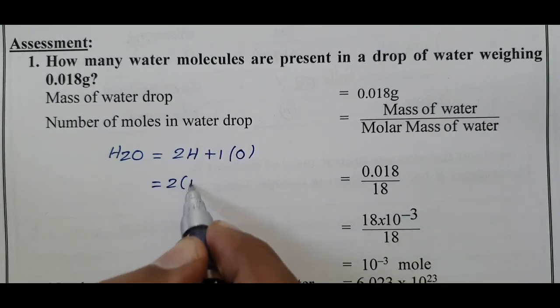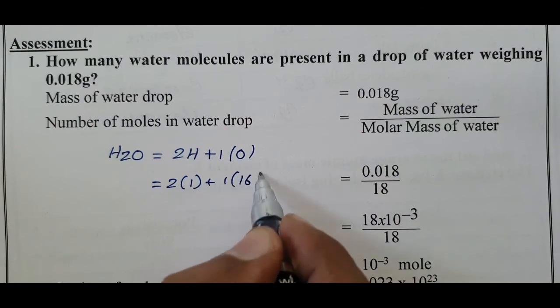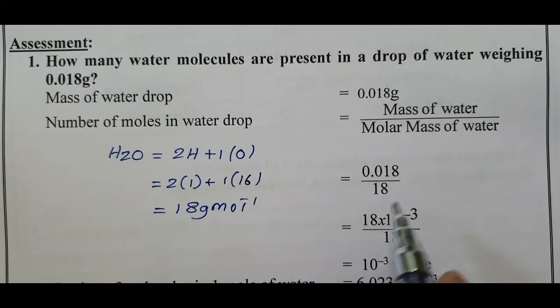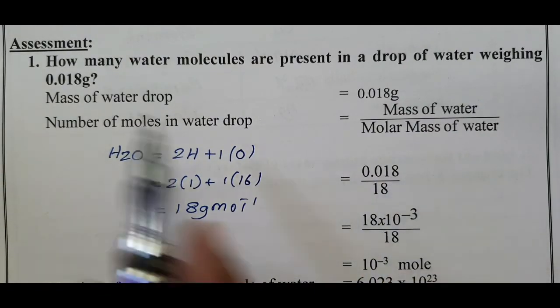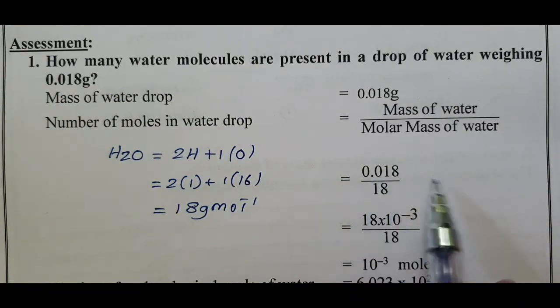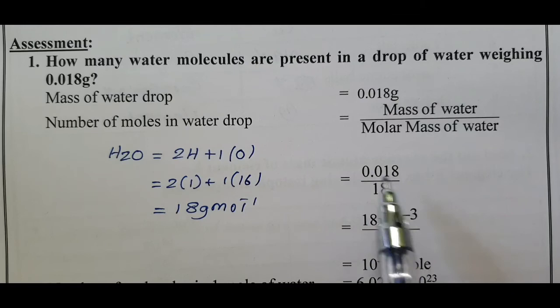2 into hydrogen atomic mass 1, 1 into oxygen atomic mass 16, that is equal to 18 gram mole power minus 1, the molar mass of water. This is the mass of water given in our problem. We can convert this fractional number into a whole number. Bring the decimal point 3 digits to the right-hand side. Therefore 18 into 10 power minus 3. 0.018.